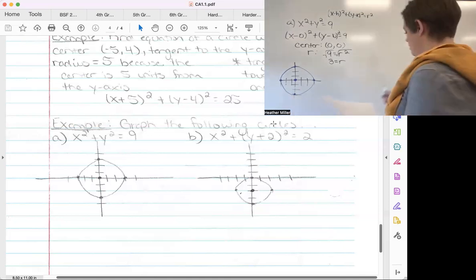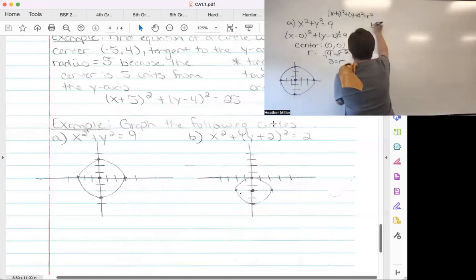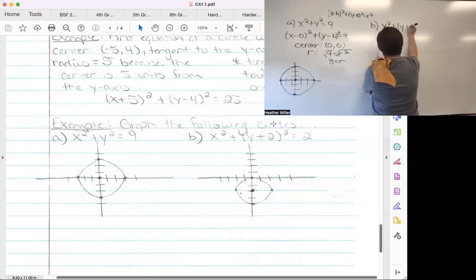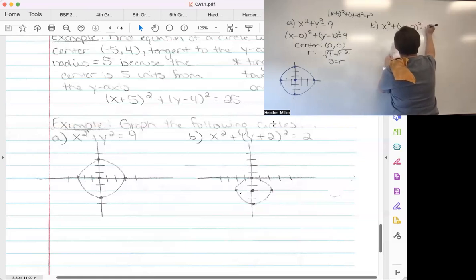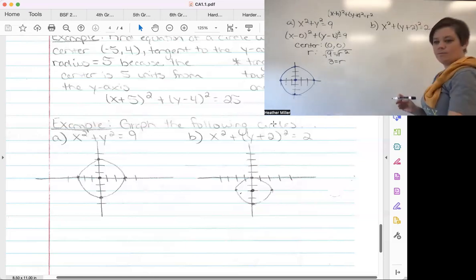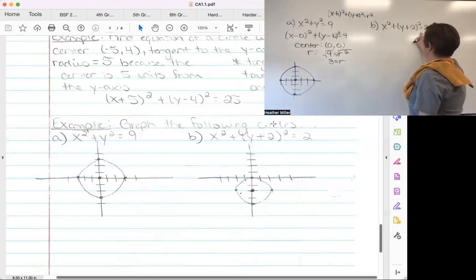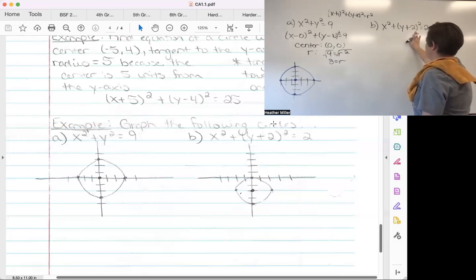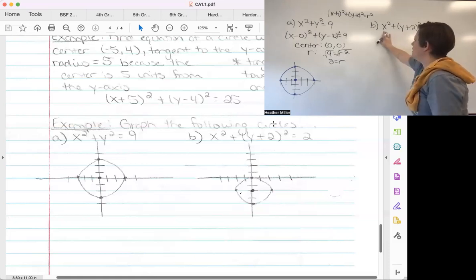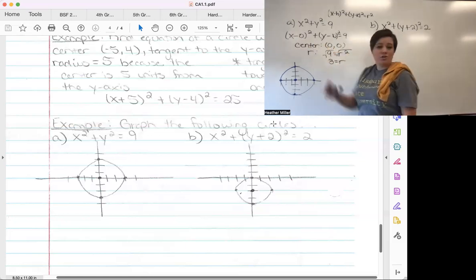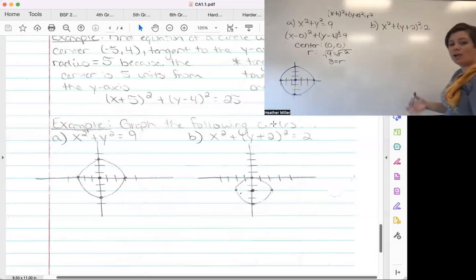So let's look at our second one. For B, we have x squared plus (y plus 2) quantity squared equals 2. So this one, we do have this y plus a k value over here. But over here, again, we don't have that h value, which should tell you automatically that your h is going to have a value of 0.